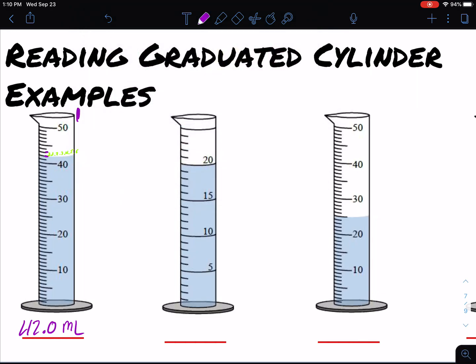Let's go on to the next one. How much does each tick mark go up by? Well, let's count it.